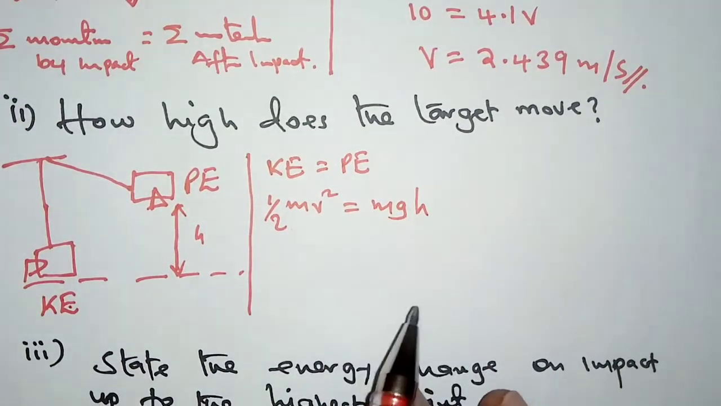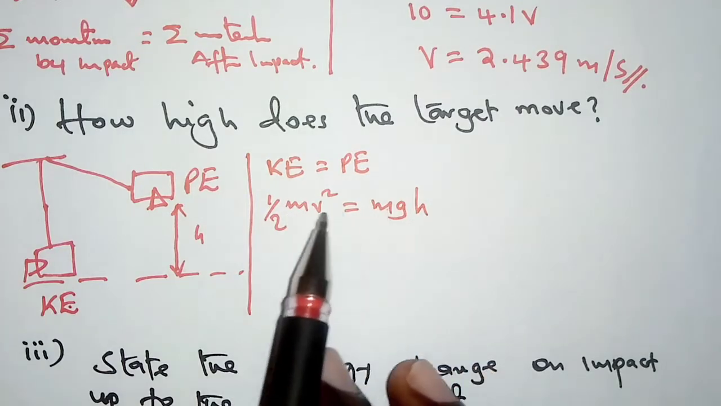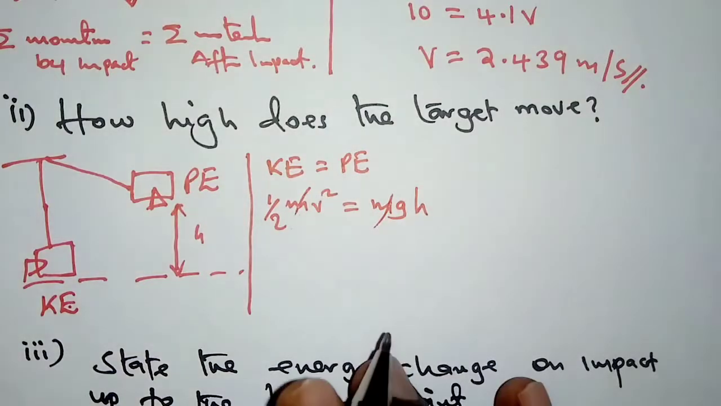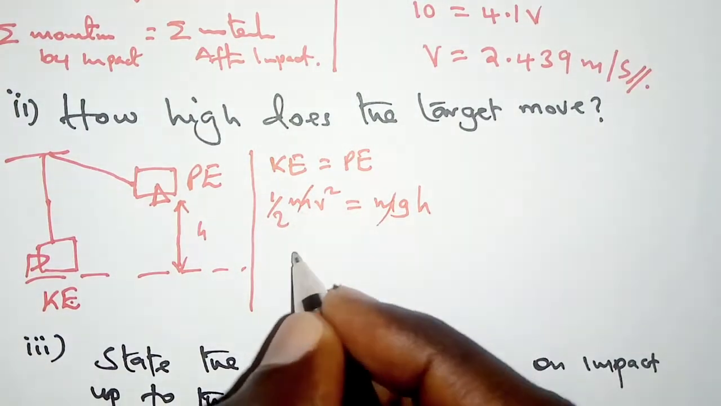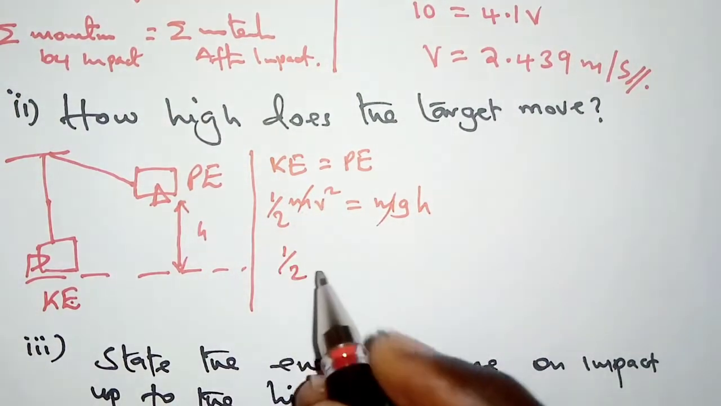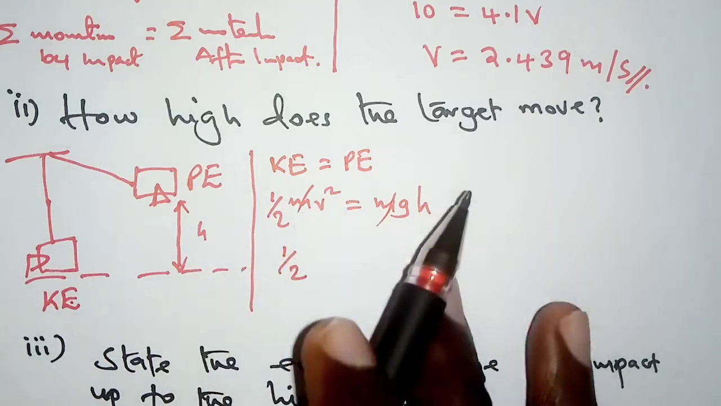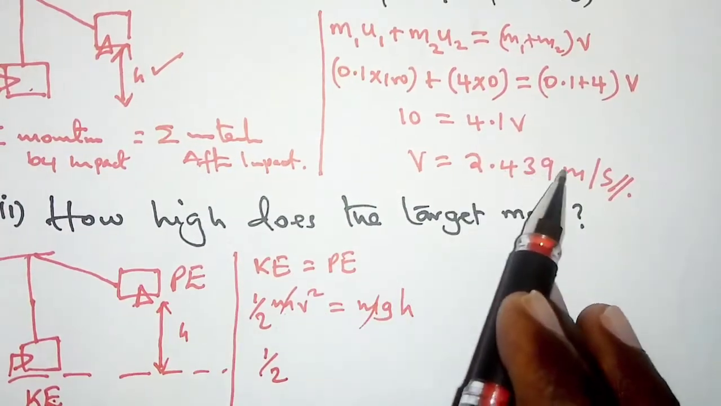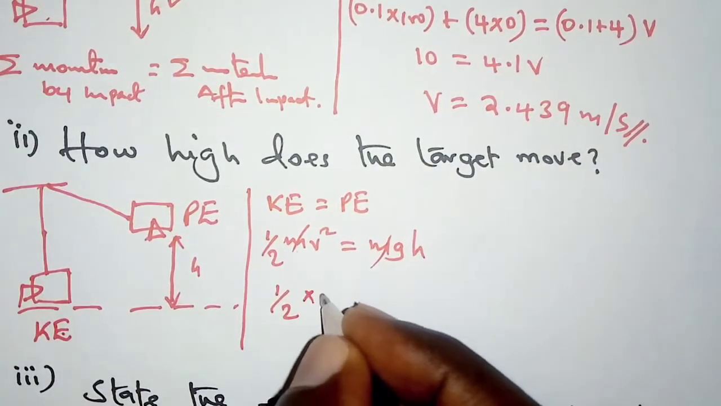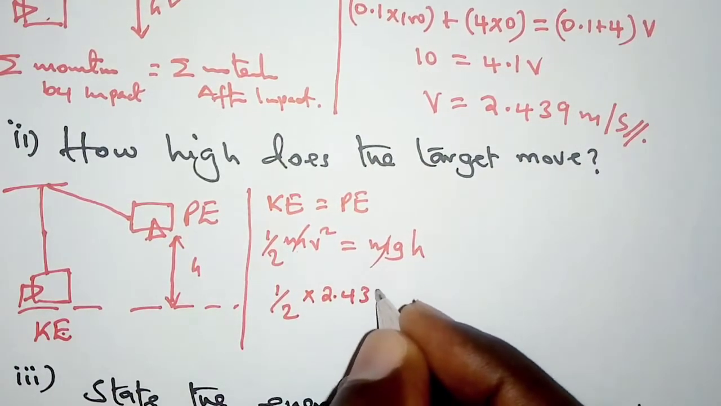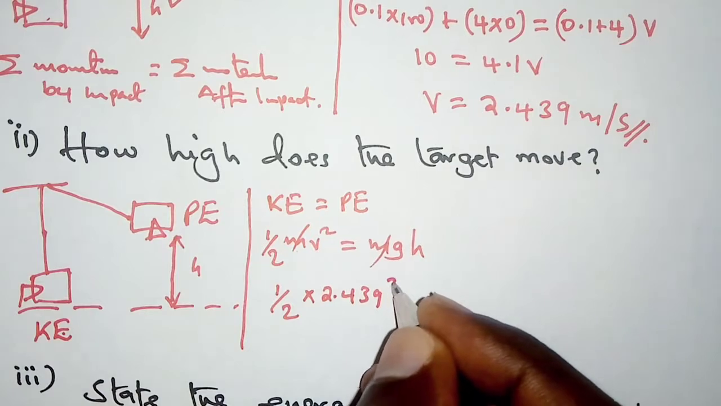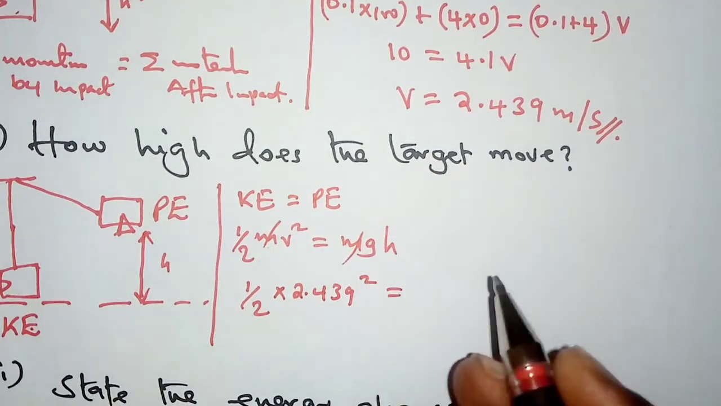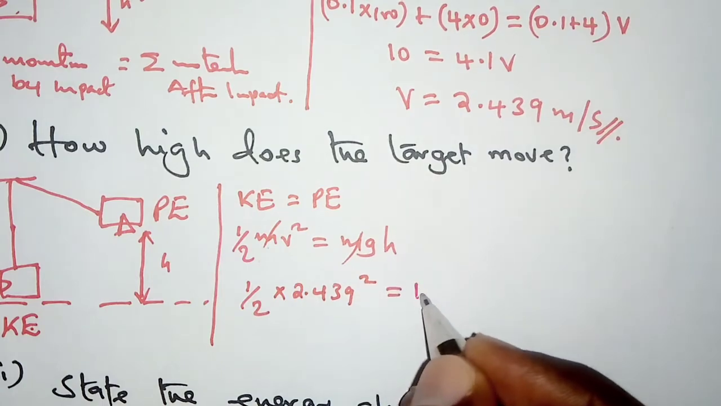And from here, because the two masses here are just the same thing, we can cancel them to make our work easier. Okay, so the left hand side we have half v squared, and v is the common velocity which we already have here, 2.439, that is times 2.439 squared, and then we equate that to gh, and g is 10.